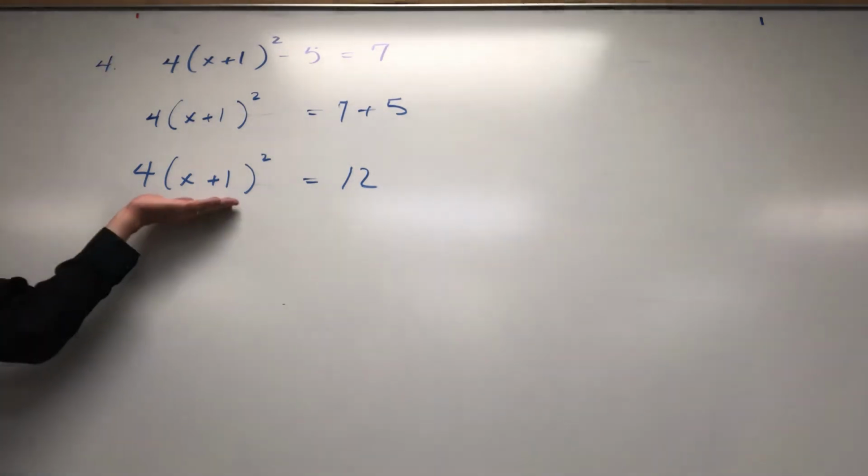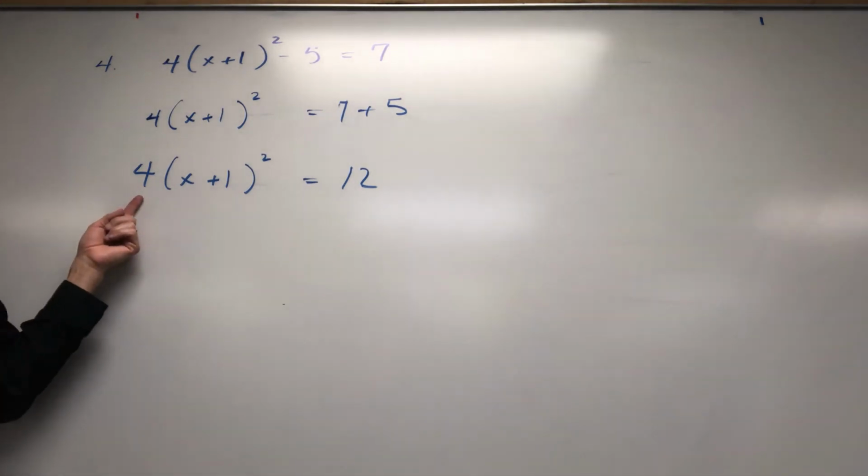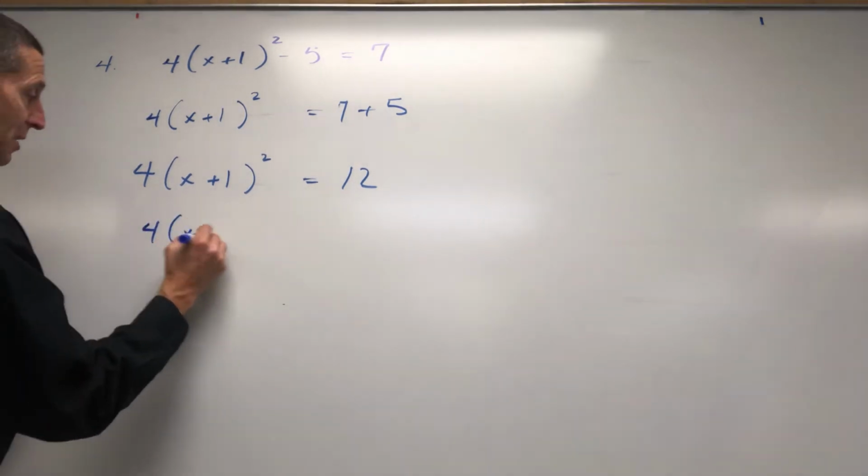All right, getting closer. You want whatever is squared all by itself. There's still a 4 hanging around. So what we can do is just divide out the 4.